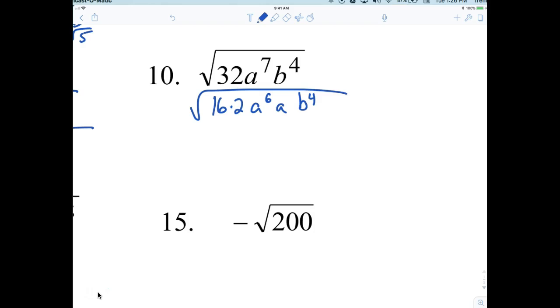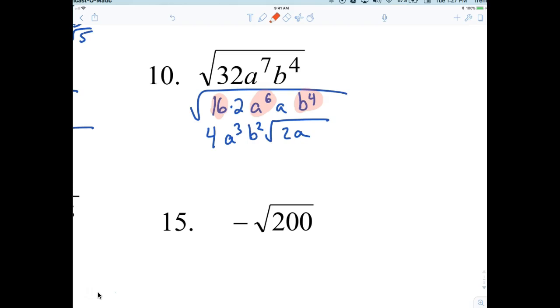All right. Square root of 16. Square root of a to the 6th. Square root of b to the 4th. Square root. Is there a b? No b. Agreed? B to the 4th is a perfect square. There's no b's left behind. Right? What I'm trying to show you here is that works. That's a perfect square. That's a perfect square. 2a is left behind. Agreed?